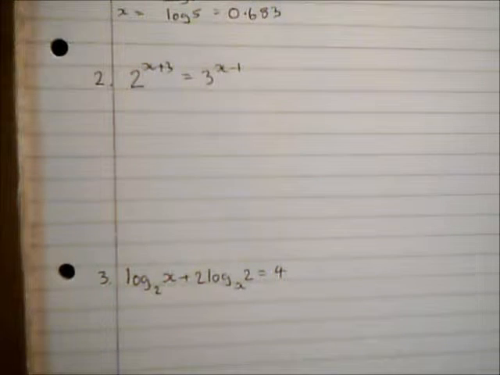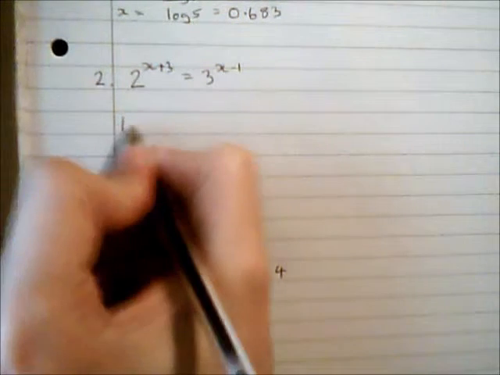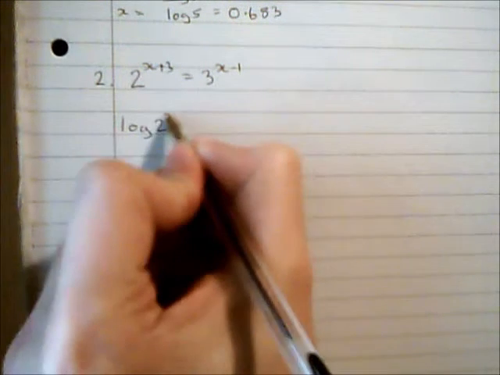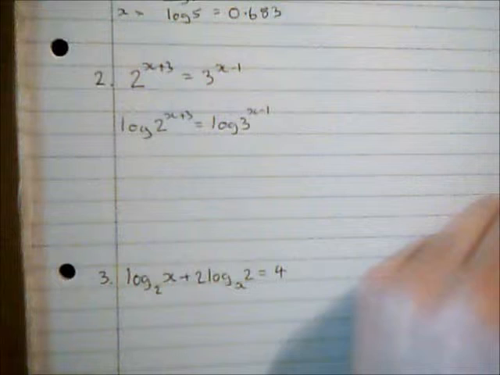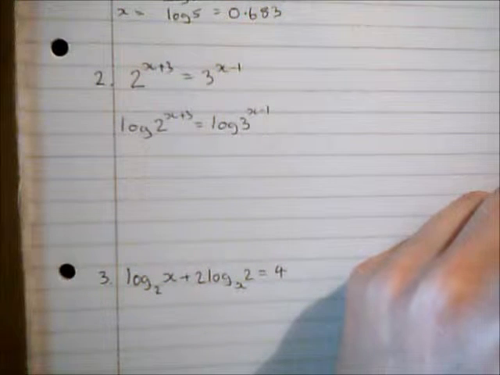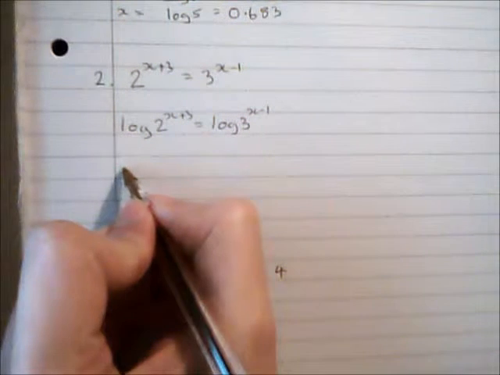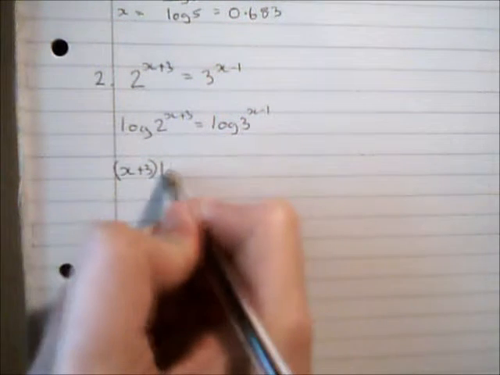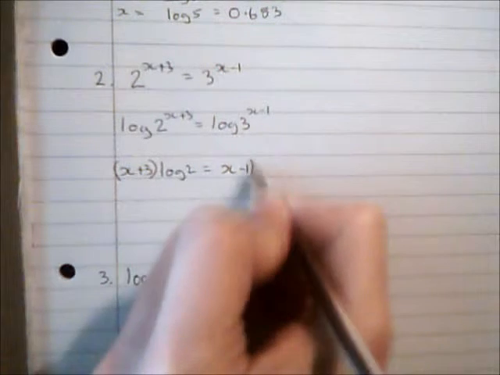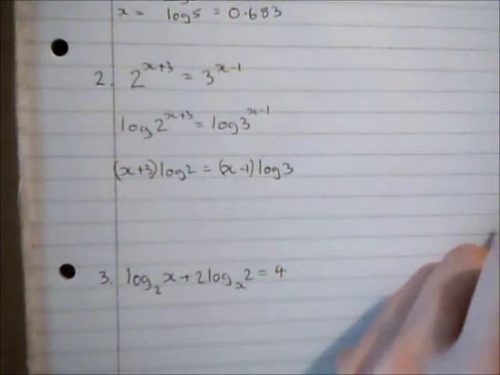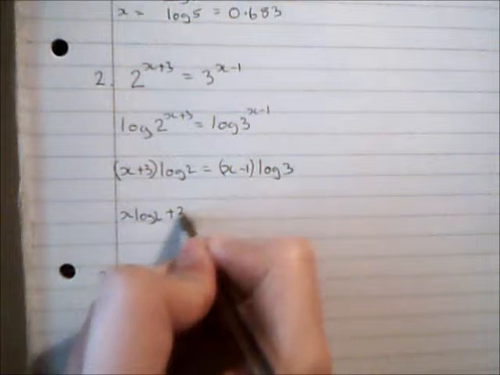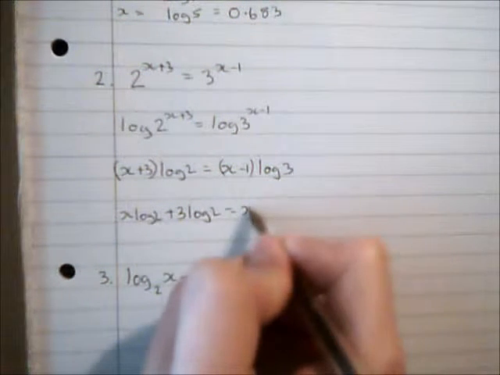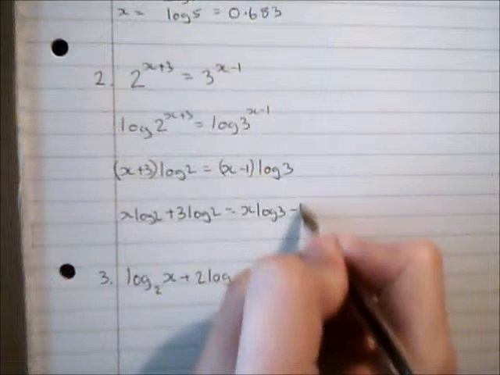So question 2 here, I'm going to start off with the same approach. So I'm going to take a log of both sides. So log 2 to the power of x plus 3 is equal to log 3 to the power of x minus 1. And I'm going to use the log rule, the power rule again. So I'm going to write this as (x plus 3) log 2 equals (x minus 1) log 3. So that's x log 2 add 3 log 2 is equal to x log 3 subtract log 3.